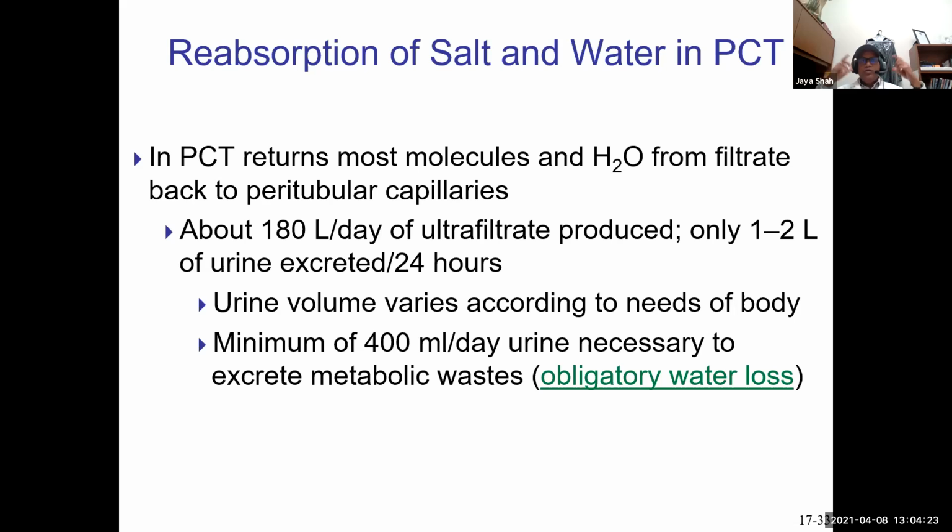But to maintain the physiological function of all organs and tissues in the body, your body must excrete a certain amount of urine to excrete metabolic waste. That is called obligatory water loss. A minimum of 400 ml per day of urine is necessary to excrete metabolic waste. That's why we call it obligatory water loss. It is an obligation for us to excrete at least 400 ml per day, so that whatever waste product has been produced in our body can be easily excreted.